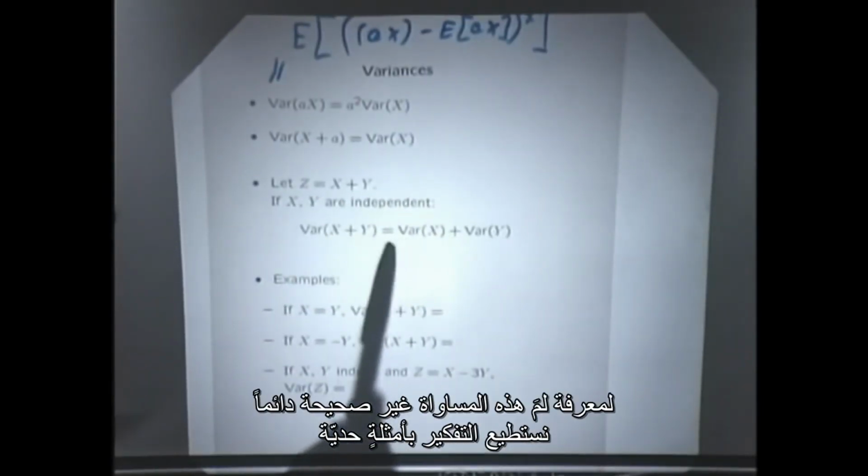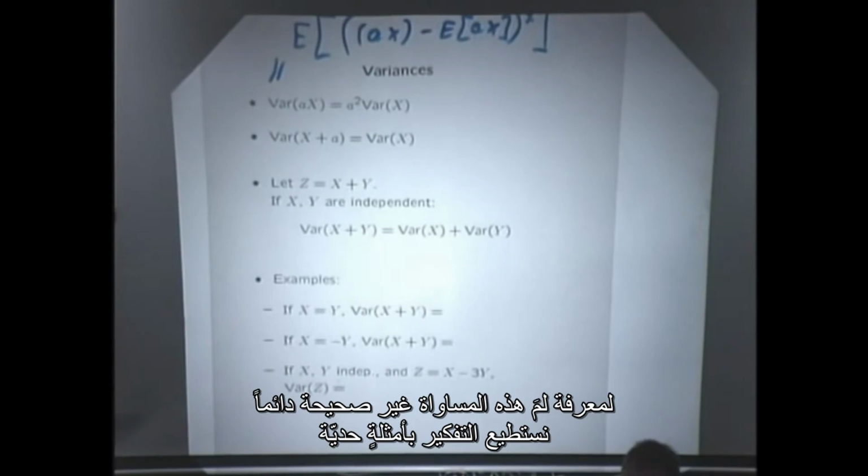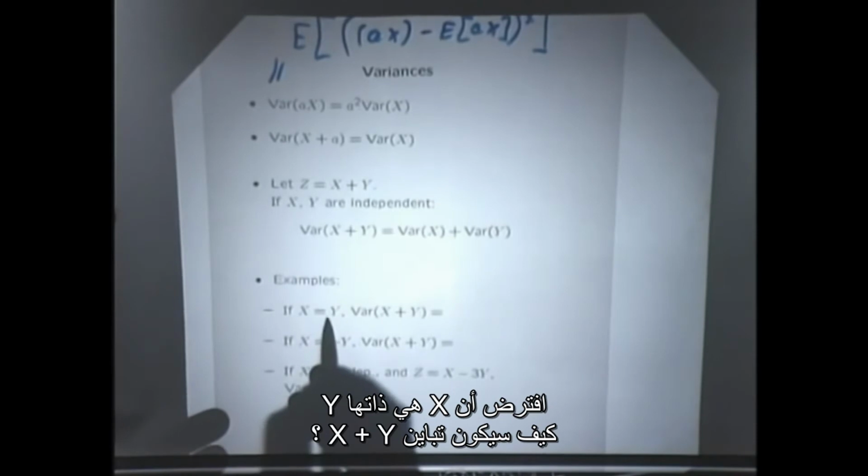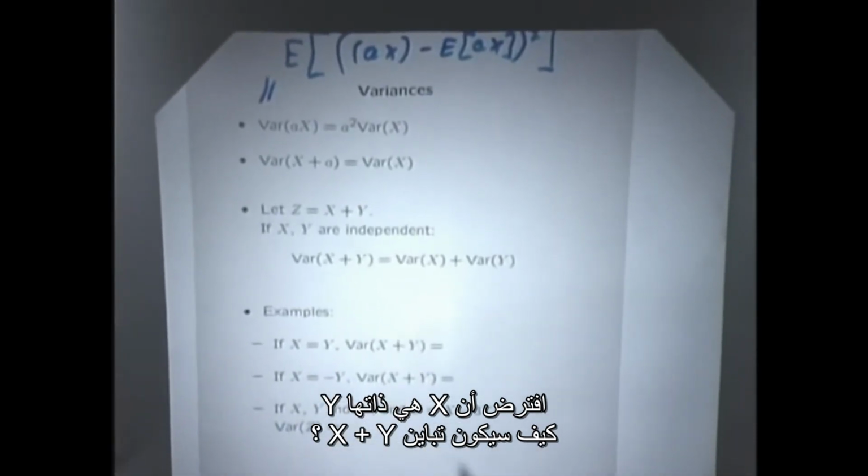Now, to appreciate why this equality is not true always, we can think of some extreme examples. Suppose that x is the same as y. What's going to be the variance of x plus y?